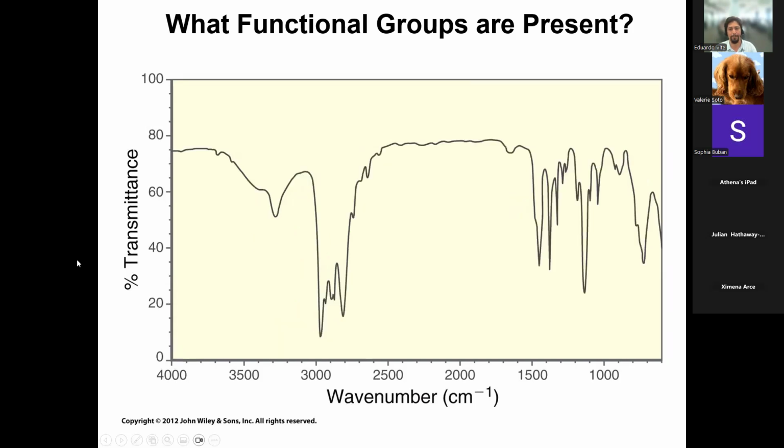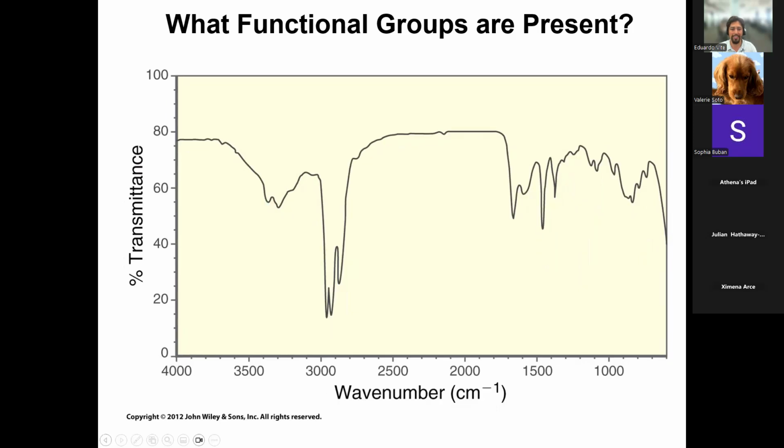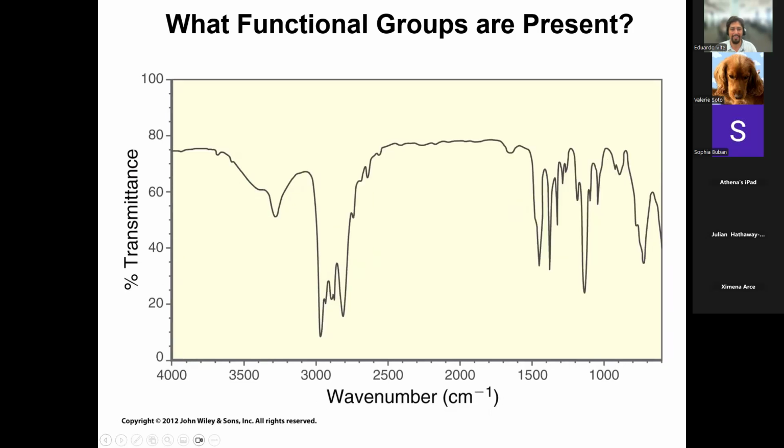What about this one? Oh, this one has one peak. Look at the one that we just did and look at this one. You see? So what must this be? If it looks similar in regions, but now we only see one peak. What is this one here?